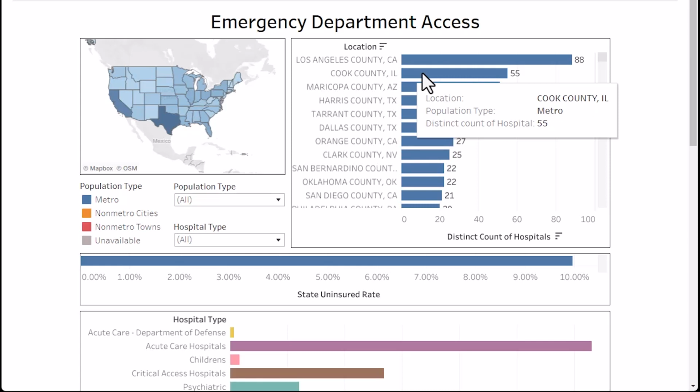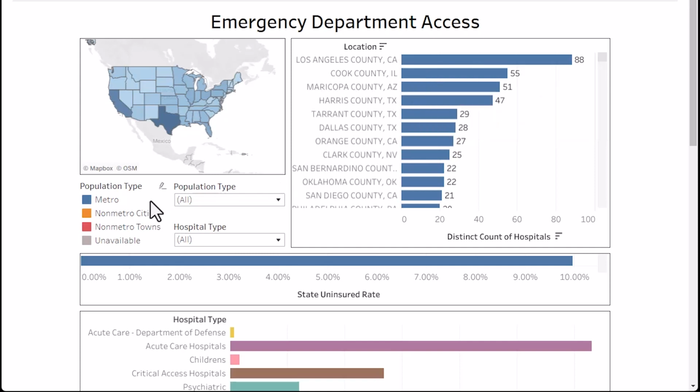Now, population type, you can see over here are the listings of the different population types. So in blue, which represents metro, metros are going to have a population of 50,000 or more people. The non-metro cities, indicated in orange, are going to be populations between 2,500 but less than 50,000 people. The non-metro towns are going to have populations that are less than 2,500 and are represented in red.